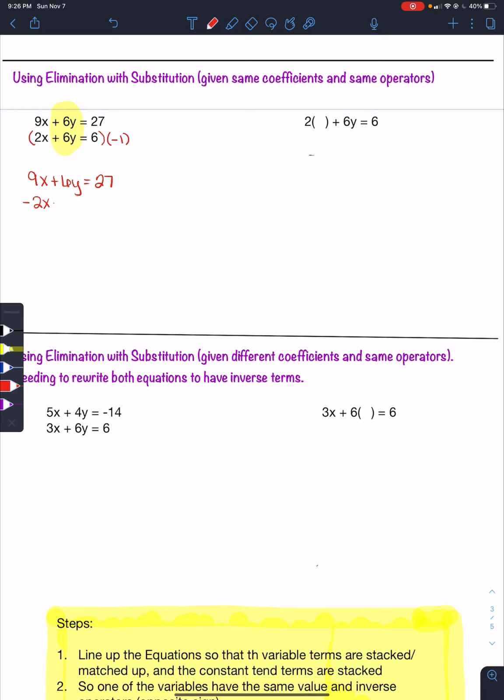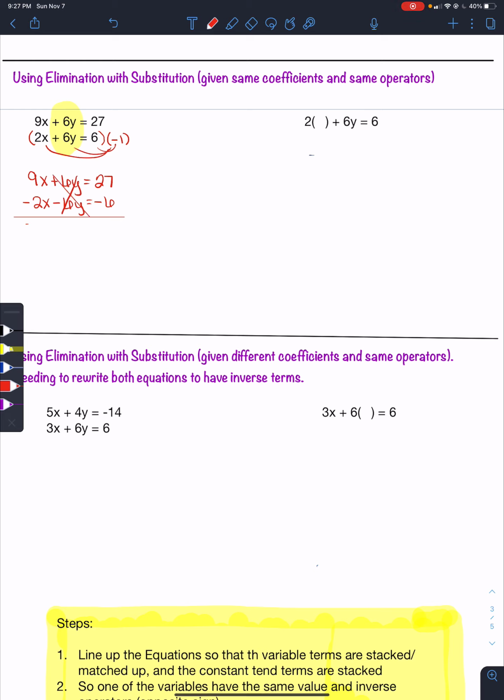-2x minus 6y equals -6. Okay, that's from distributing that -1 to every term. Remember, when we multiply or divide, it's to every term in the equation. All right. Okay, let's go ahead. What we're trying to do is eliminate the y's, and we've done that by giving them inverse operations.